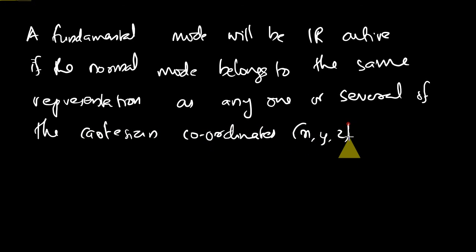x, y, z. Okay. അപ്പോൾ എക്സ് വൈ ഇസഡ് ഇതിൽ ഏതെങ്കിലുമോ അല്ലെങ്കിൽ അതിൽ ഒന്നിലധികമോ, രണ്ടോ മൂന്നോ ഇത്രയായാലും, നമ്മുടെ നോർമൽ മോഡ്സ് ഓഫ് വൈബ്രേഷൻ്റെ അതേ സിമെട്രി സ്പീഷീസിലാണ് വരുന്നതെന്നുണ്ടെങ്കിൽ അത് IR ആക്റ്റീവ് ആയിരിക്കും. ഓക്കെ, വെരി ഈസി, റൈറ്റ്? So this is how you can identify the IR active vibrations using group theory.